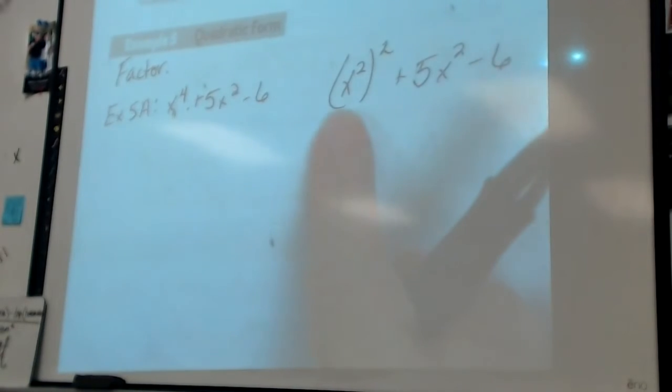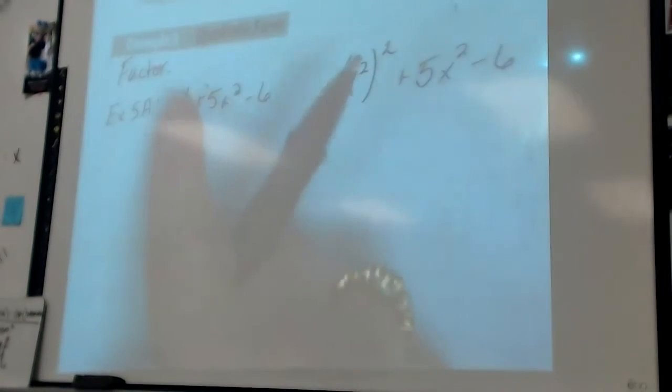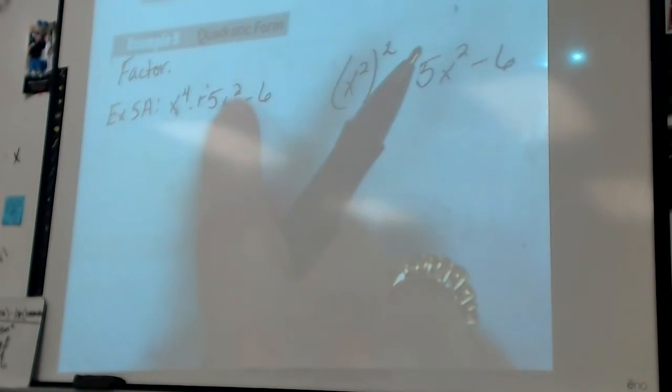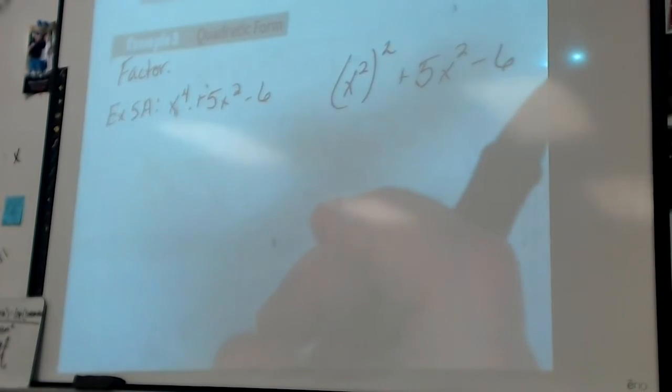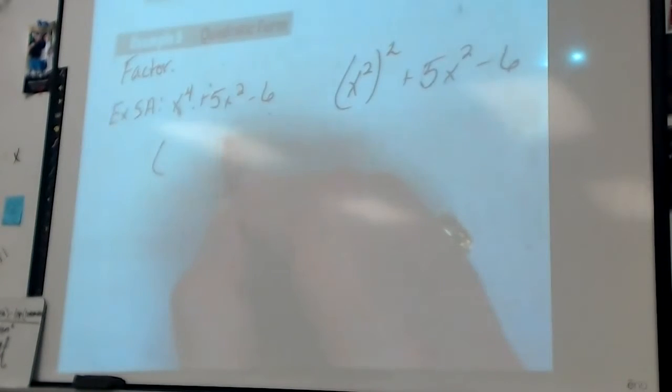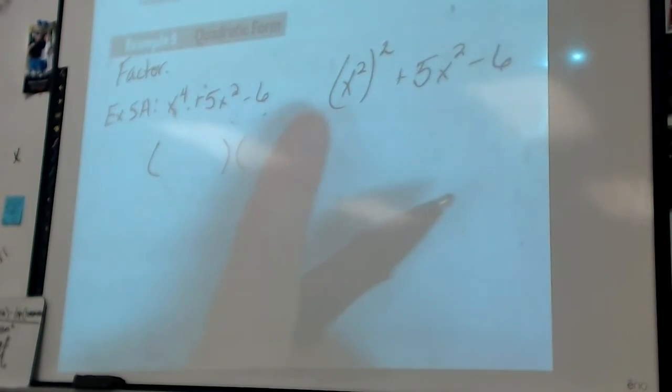Where we used to have an x here and an x here, now we have x squared squared and 5x squared. So in other words, if the highest exponent is even, and the other exponent is half of that, then you can use quadratic form, which means you can factor it just like you would a quadratic. This is a trinomial with a coefficient of 1, so we use our product and sum. But instead of x at the front of each factor, what would we have? x squared.